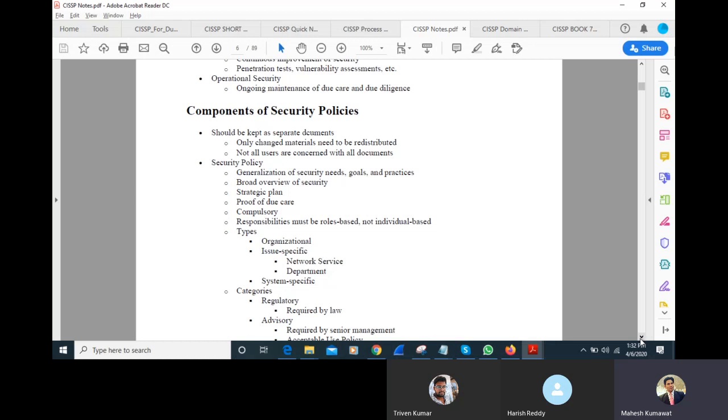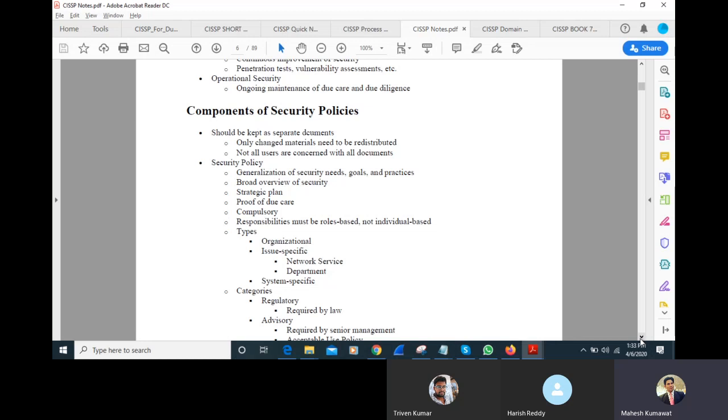So what type of security goals, what type of security needs do you have in the company? What overview of the security? Okay, what kind of security is required in the company? It is a strategic plan for the next 5 years, so a long-term plan basically. Proof of due care. Okay, compulsory. Responsibilities must be rules based, not individual based.